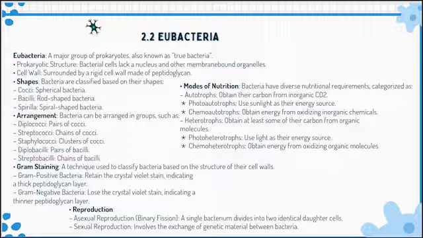One key way to classify bacteria is through gram staining, which tells us about their cell wall structure. Gram-positive bacteria have a thick peptidoglycan layer, whereas gram-negative bacteria have a thinner one.